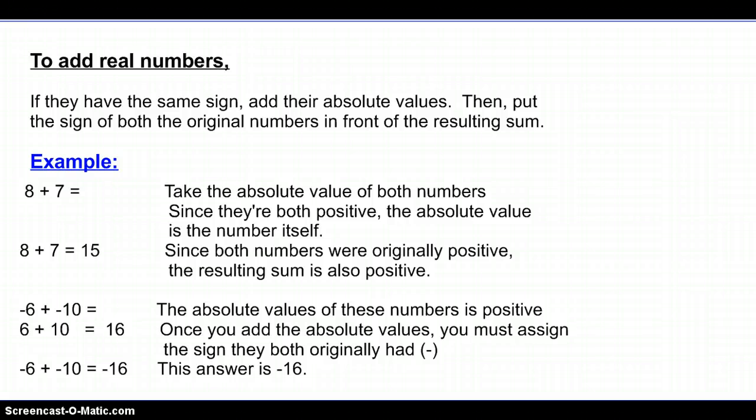This is section 2.2, adding real numbers. To add real numbers, there are certain conventions you have to follow. The first thing is that they have the same sign. You actually add their absolute values, and then put the sign of both the original numbers in front of the sum that results. Remember, absolute value is a number's distance from 0 on the number line.